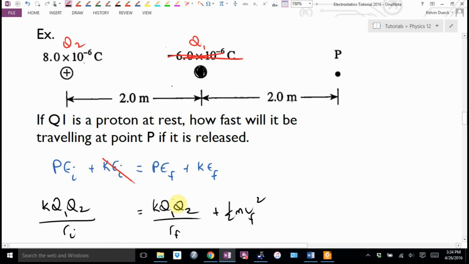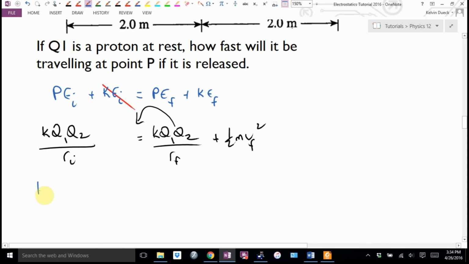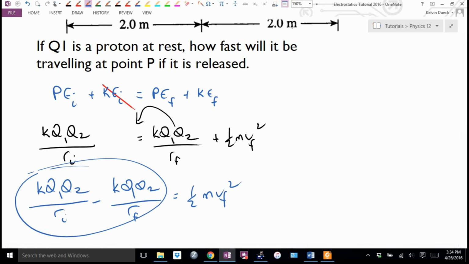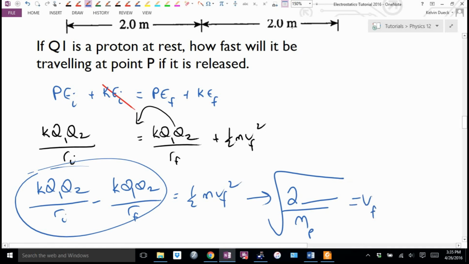Okay? I would minus this to this side. I'll get K Q1 Q2 over R initial minus K Q1 Q2 over R final. That equals a half m v squared. I would crunch this and get an answer. Then I would go times by 2, divide by the mass of a proton. My answer is going to be sitting right there. Square root, that equals V final. So I could do that.